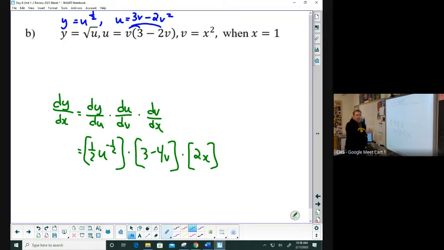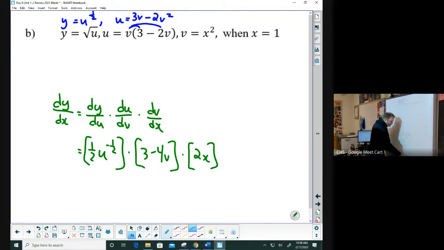You can see why I think this one's easier because the differentiation is much easier than the previous one. Now I'm going to go off and substitute. I don't think there's any simplifying I can do anywhere here that's going to make my life easier. Definitely don't rainbow these x's and v's. That's going to make your life harder.